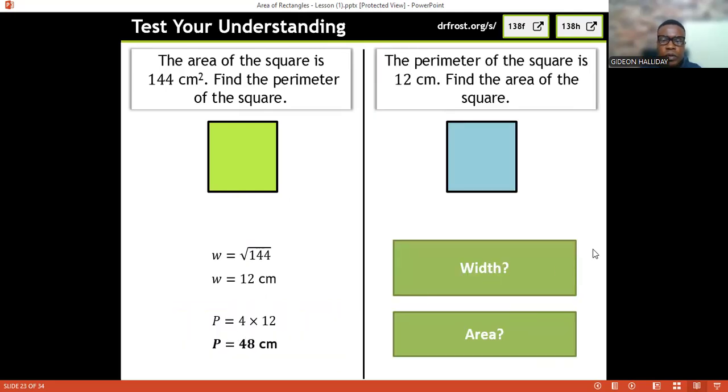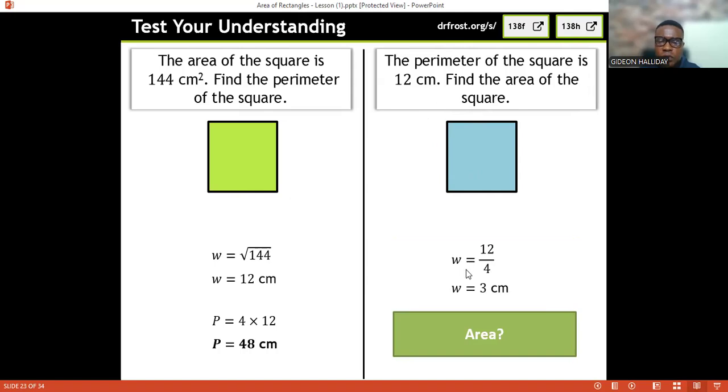All right, and let's check that. Let's try it with this also. The perimeter of a square is 12 centimeters. So find the area. For perimeter, you divide it by 4 to get the length or the width, whichever. So 12 divided by 4 is 3. And then the area is 3 times 3, and that gives you 9 centimeters squared.